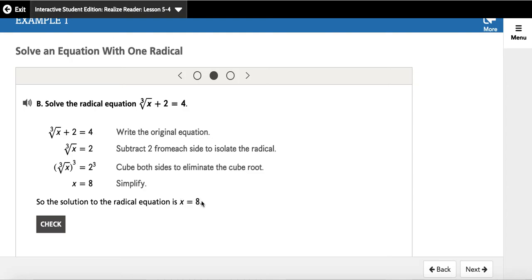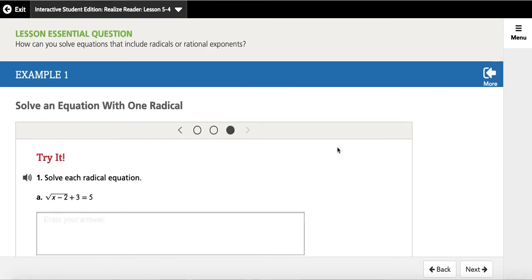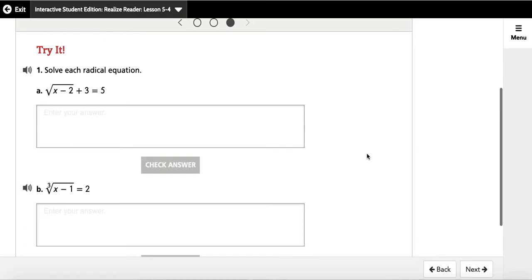But then we've got to plug 8 back into the original equation to see if it's true or not. And when you take the cube root of 8, you get 2. And 2 plus 2 is 4, so it does work. So that is the answer. Let's see what they want us to try. There are 2 equations for you to try. Click pause and come back when you're ready.